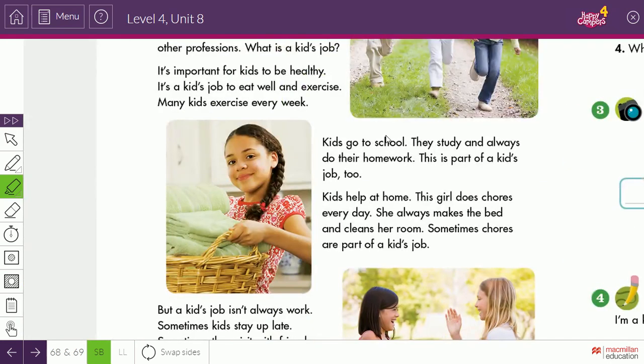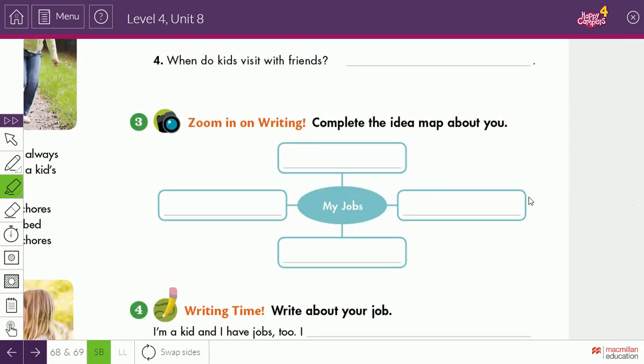After reading this text, after repeating the reading, you have to brainstorm your ideas. Read the question. Zoom in on writing. Complete the idea map about you. For example, let's take Ahmed. My jobs. So, plural. My jobs. S, plural. My job singular. My jobs. Which means I have a lot of jobs. What is my first job?